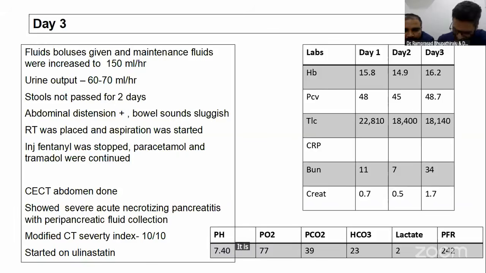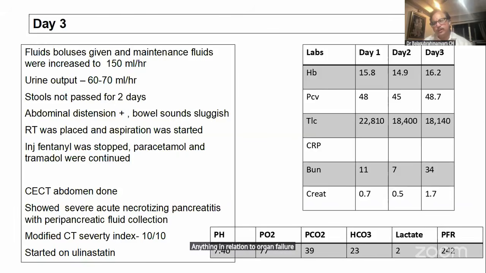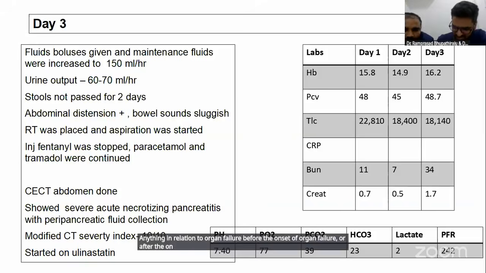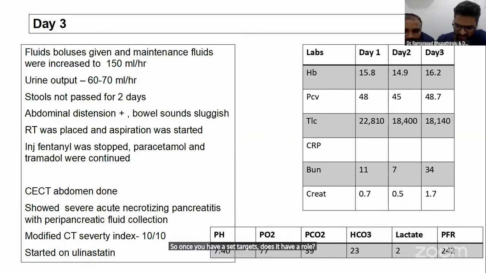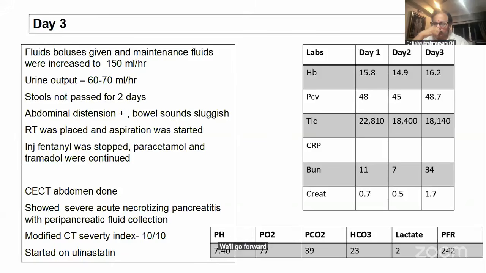Did it show anything in relation to organ failure, before the onset of organ failure or after the onset of organ failure? It decreases organ failure, sir. So once you have established organ failures, does it have a role? No, sir. Probably not. Okay, we'll go forward. Yes.